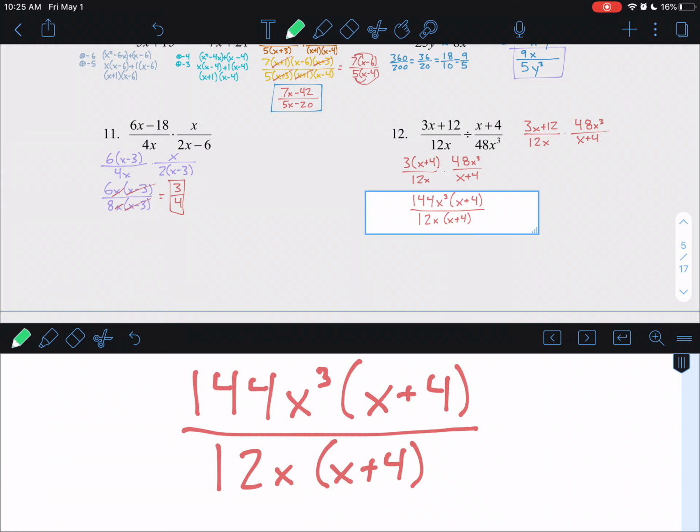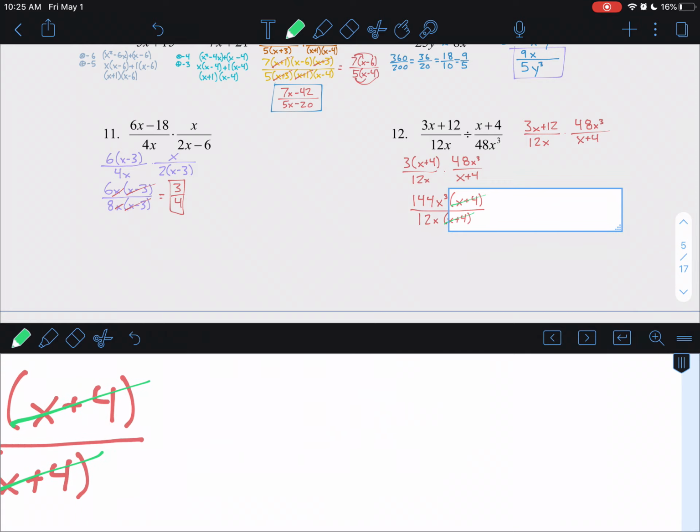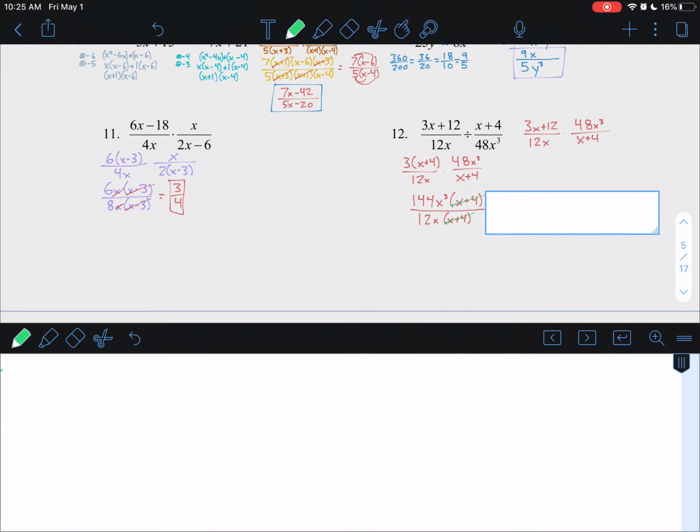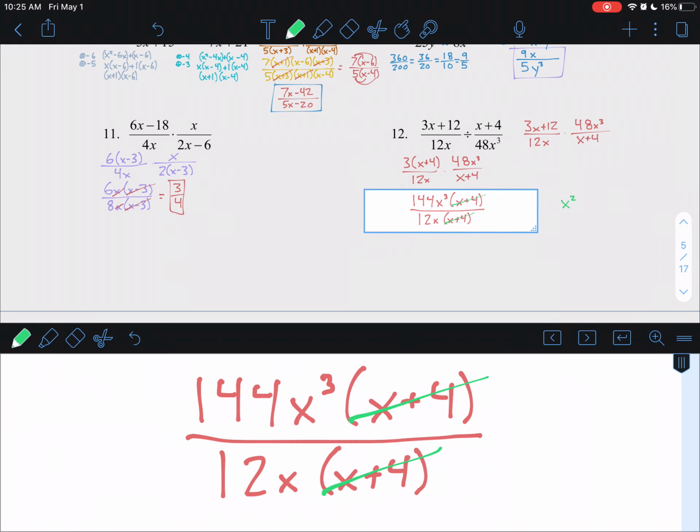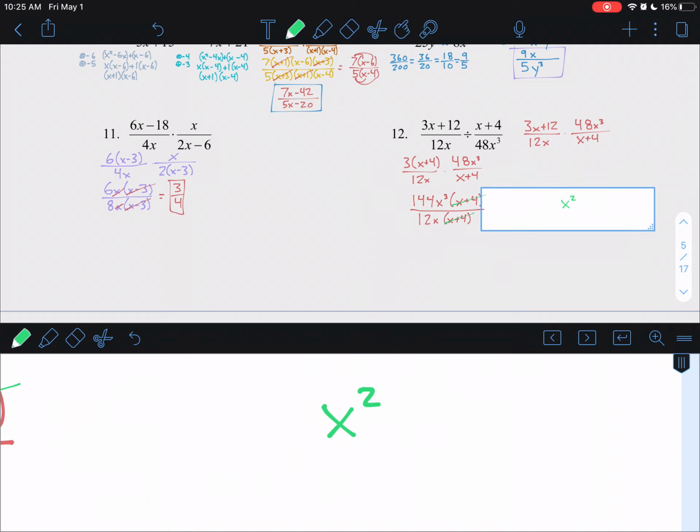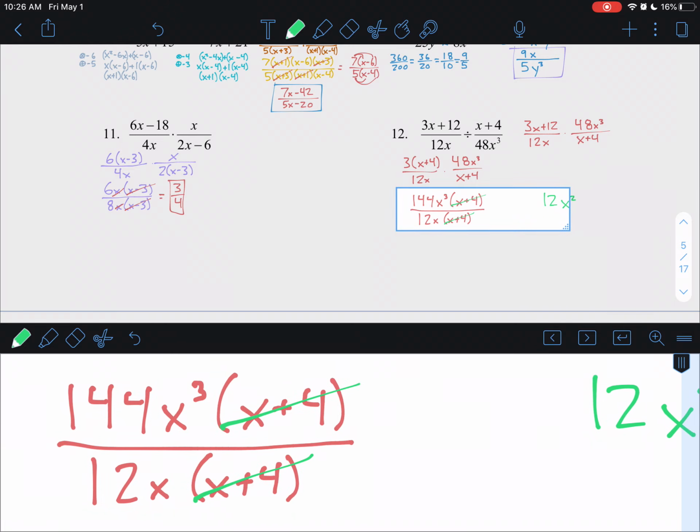Cancel things out because this is all turned into one big fraction now. X plus 4 over x plus 4 cancels out. I have x to the third divided by x, which is going to be x squared. So I've got x squared in my numerator. And then I have 144 over 12. Well, hopefully we recognize that 144 is 12 squared. So 12 times 12 is 144, meaning 144 divided by 12 is 12.